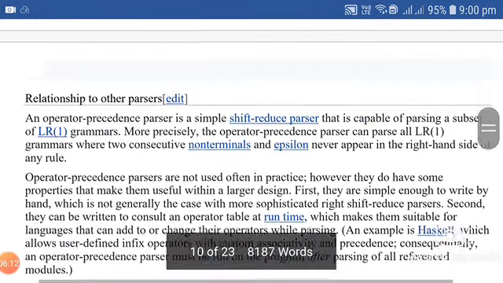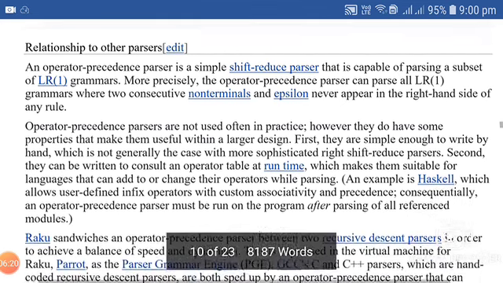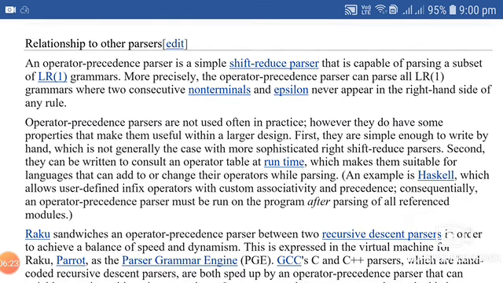An operator precedence parser is a simple shift reduce parser that is capable of parsing a subset of LR(1) grammars. Operator precedence parsers are not used often in practice; however, they have some properties that make them useful within a larger design. First, they are simple enough to write by hand, which is not generally the case with more sophisticated shift reduce parsers. Second, they can be written to construct an operator table at runtime.